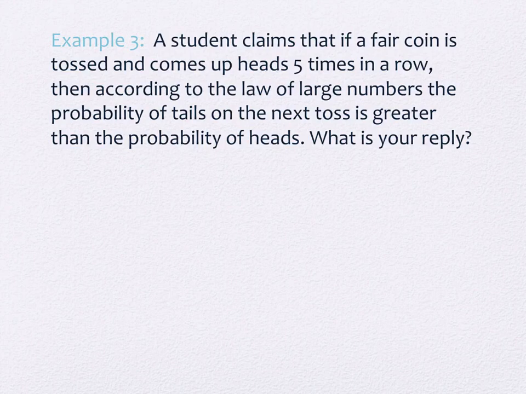Example number 3. A student claims that if a fair coin is tossed and comes up heads 5 times in a row, then, according to the law of large numbers, the probability of tails on the next toss is greater than the probability of heads. What's your reply? Has to be a great large number, right? Okay, so we've got one issue is that what we're talking about applies to large numbers.